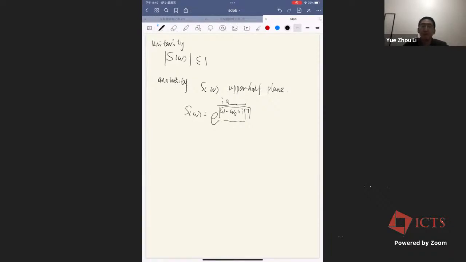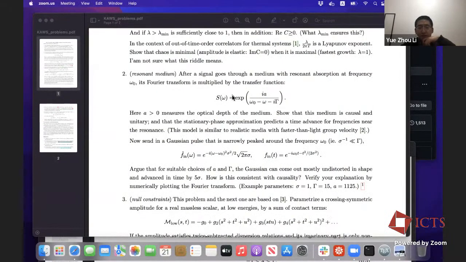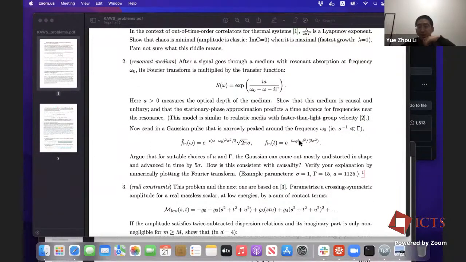So this is the basic idea. And let me switch it back. So if we look at this transfer function and we use analyticity and unitarity to show that it should be causal, then we actually encounter a very interesting situation. If we consider a specific signal, like in this problem, a Gaussian pulse that is narrowly peaked around the frequency omega zero, we can actually calculate the output signal. But the problem is that if you really do that, we find there will be some time advance.